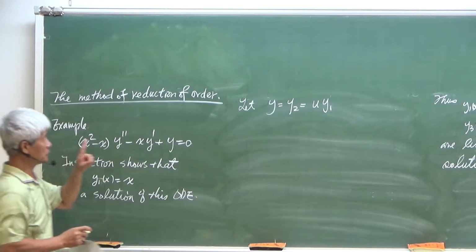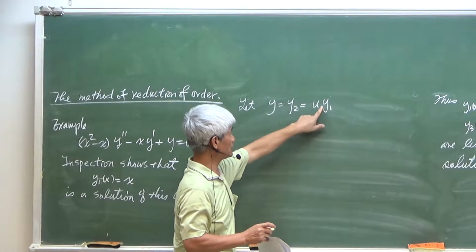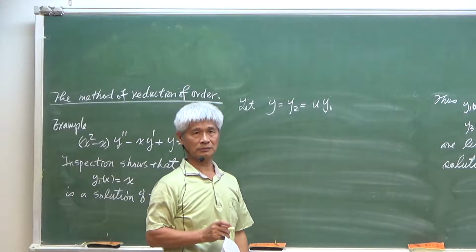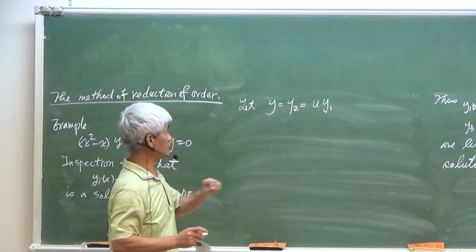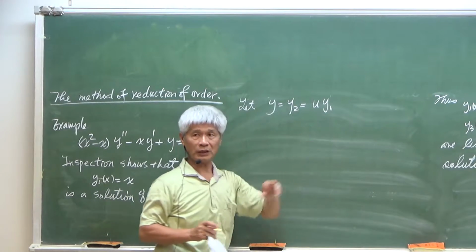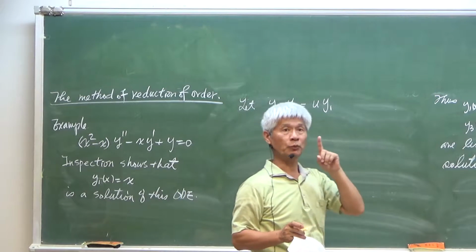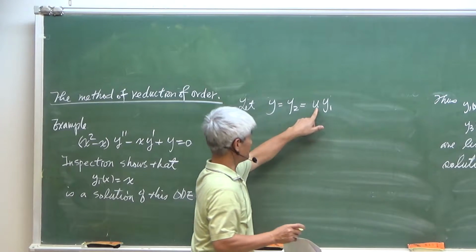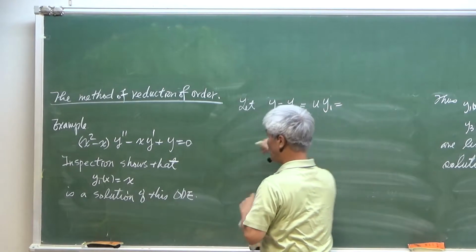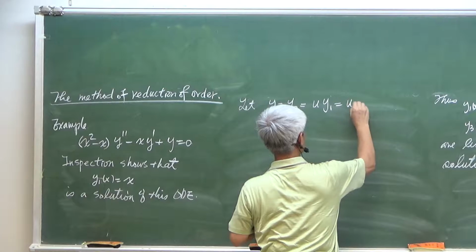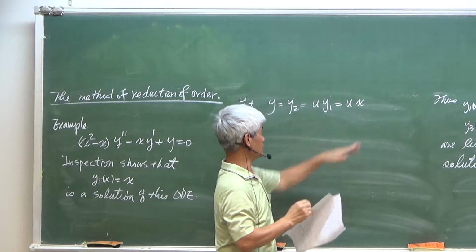So we try y2 equal to u times y1, where u is another function, and u should not be a constant. Otherwise, if u is a constant, then y1 and y2 are linearly dependent, so it's useless. Okay, so we have to bear in mind that we should find a function here. Now we know y1 is equal to x, so we try to find y2, which is equal to a function u times x.